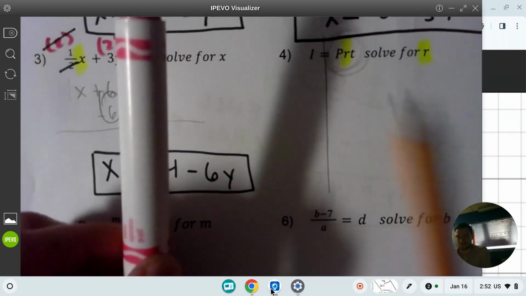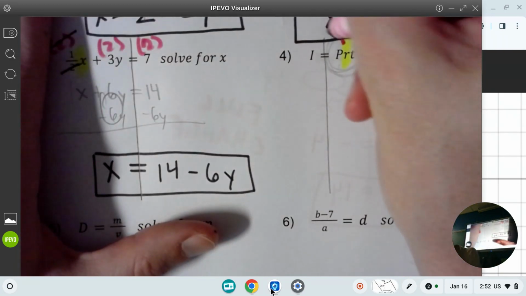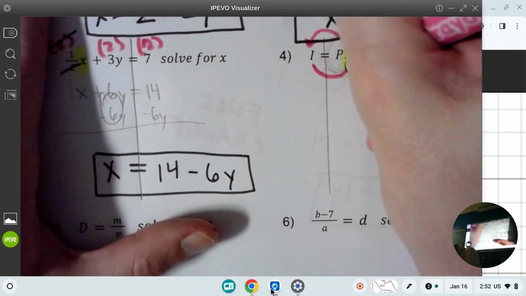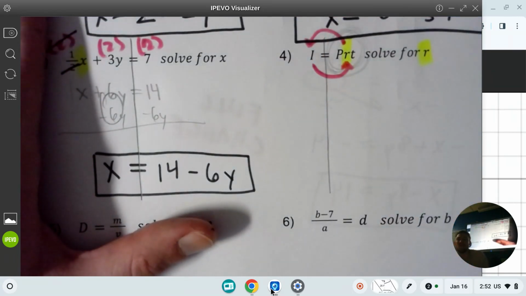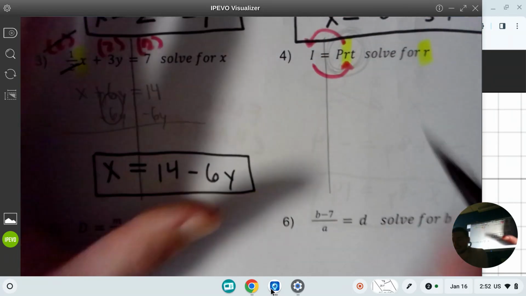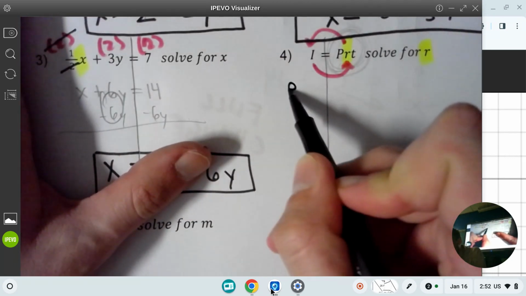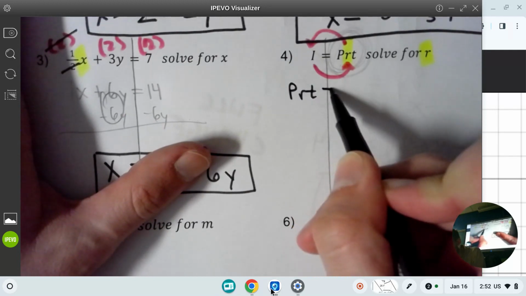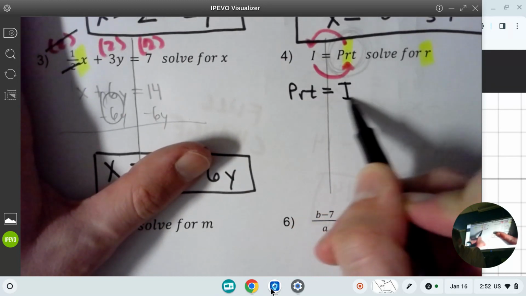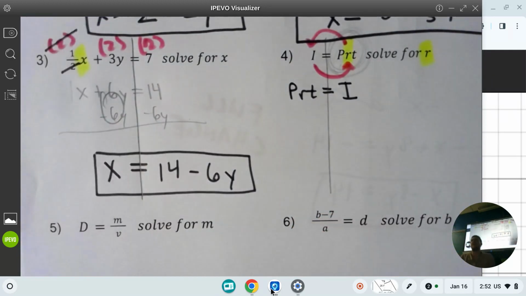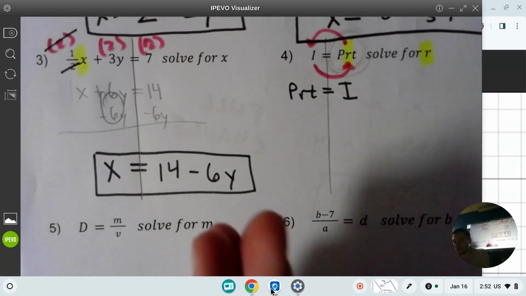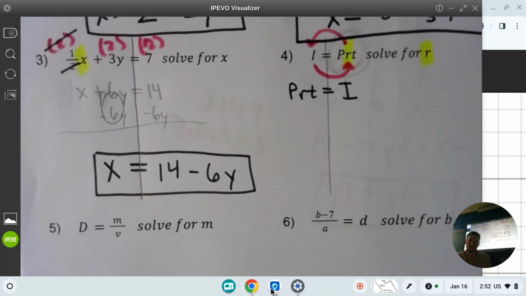So here's what we're going to do. With the R on the wrong side, we're just going to switch the whole equation around. Instead of putting the I first, we're just going to rotate it. And we're going to put the PRT first, and we're going to put the I second. So again, our strategy is we want to leave that letter alone and move everything else.